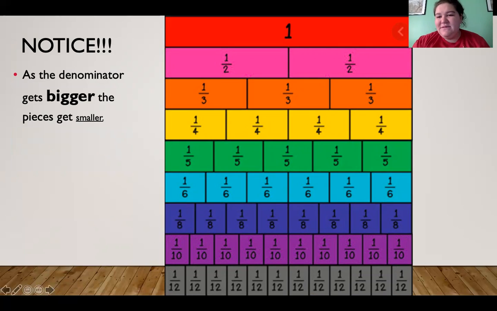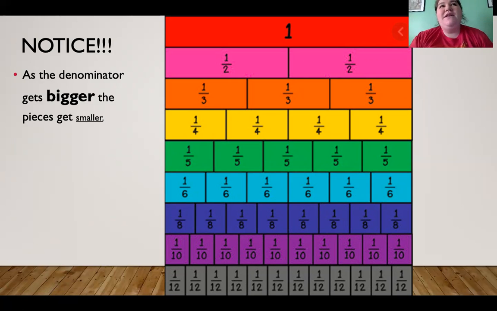Here is something called fraction bars. This shows you how fractions relate to one another. It goes from one whole all the way down to 1/12. Now I want you to notice something. As the denominator or the bottom number gets bigger, right? We go 1, 2, 3, 4, 5, 6, 8, 10, 12. As they get bigger, the actual pieces of it get smaller.